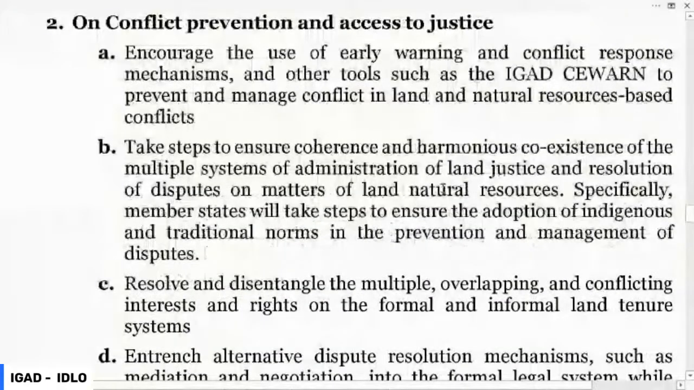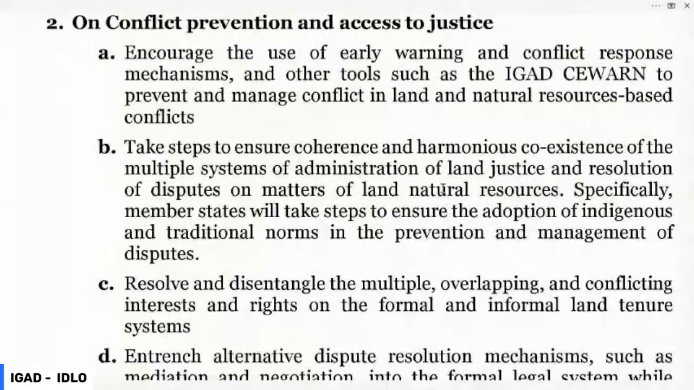If you notice, these generally follow the themes that were laid out at the beginning of the conference. So we try to methodically follow that with systematic recommendations. So one here, of course, in one of the presentations we had of the early warning and conflict response mechanisms by IGAD. So one of the recommendations is to follow and use this warning system and address that as the warnings come. Take some steps to ensure coherence and harmonious coexistence of multiple systems of administration of justice.